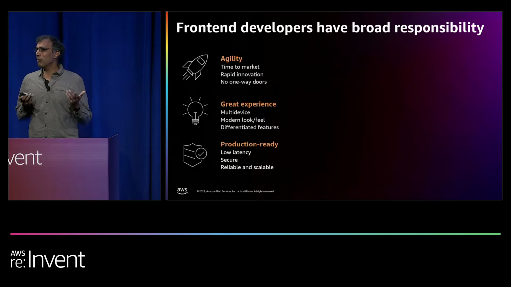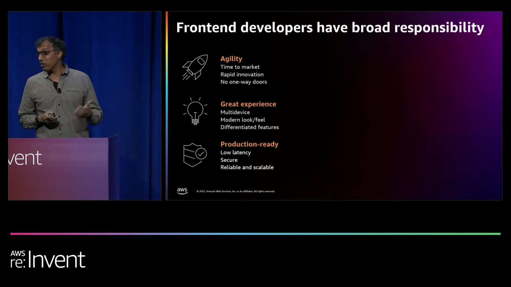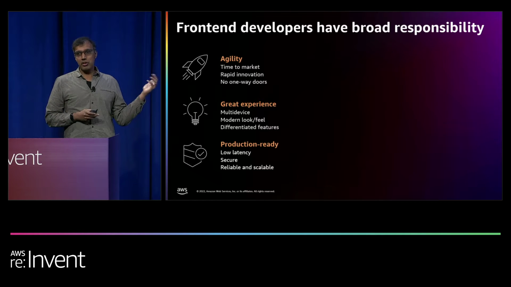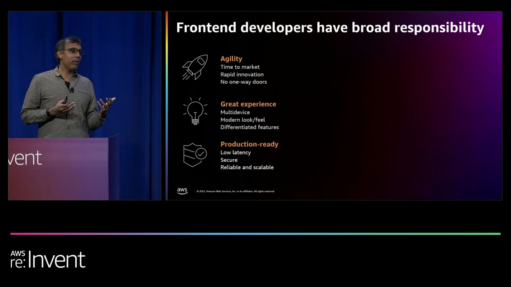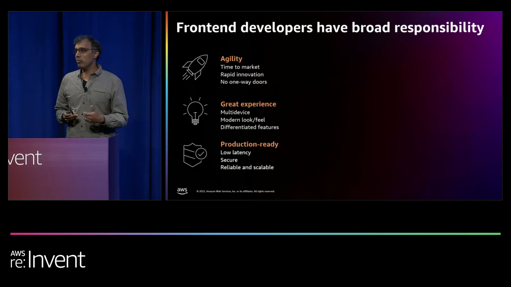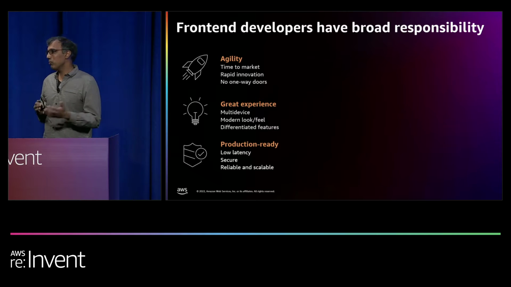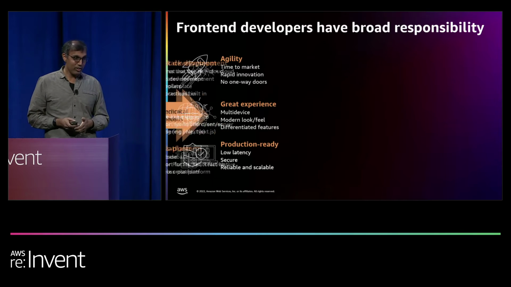So just really briefly, here's some of the things we hear from front-end and full-stack developers. You're being asked to do a lot more, especially in this environment, to do a lot more with less. And that means pressure to get to market quickly, but in getting to market quickly, it means no one-way doors, like engineering for the future. At the same time, you're being asked to deliver great experience. That means supporting multiple devices and form factors. It means modern look and feel, and it means differentiated features that stand out from the crowd. And of course, the end result needs to be production ready. You don't want to become a Wall Street Journal article, well, at least in a bad way.